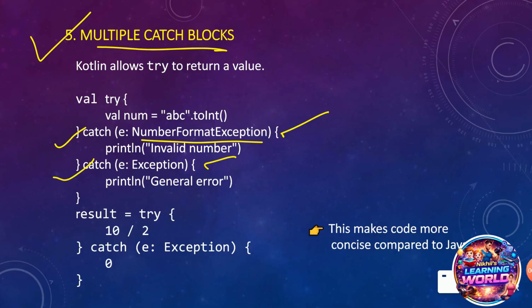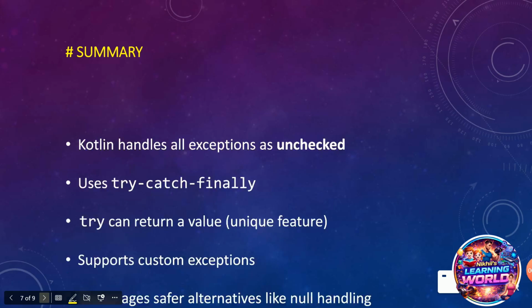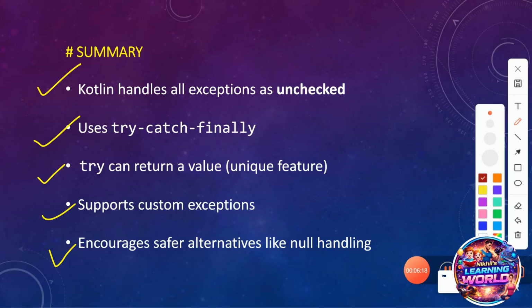Okay, so next is the summary. In this way we can handle exceptions by using the try and catch block, and you can add multiple catch blocks as well. Okay, so finally is a keyword, and if you have a final statement or block that you want to execute extra, we can use finally as well. Okay, so summary: Kotlin handles all exceptions as unchecked and it uses try, catch, and finally. So try can return a value, and it can be an expression. Okay, so it supports custom exceptions and encourages a safer alternative like null handling.